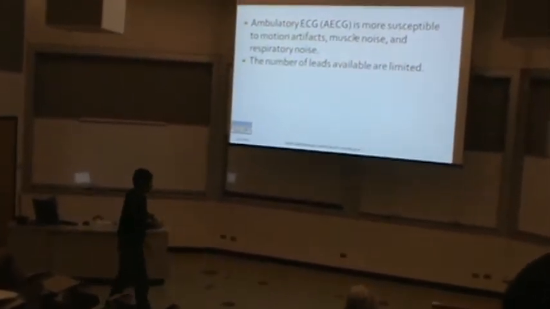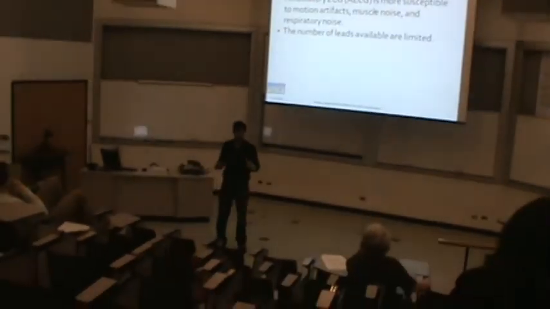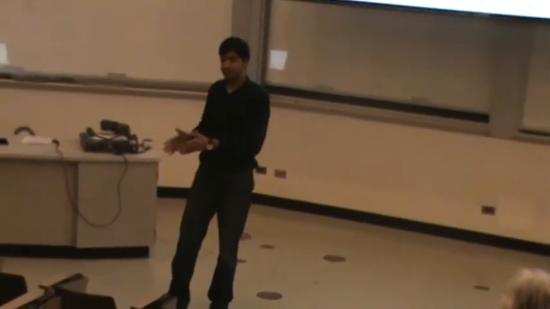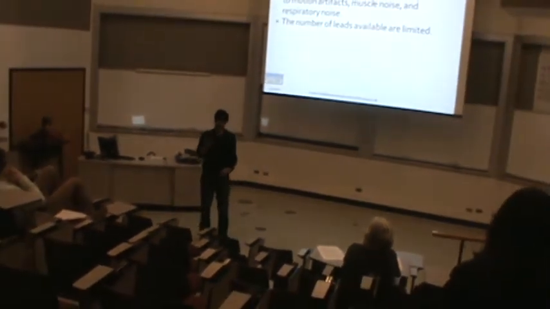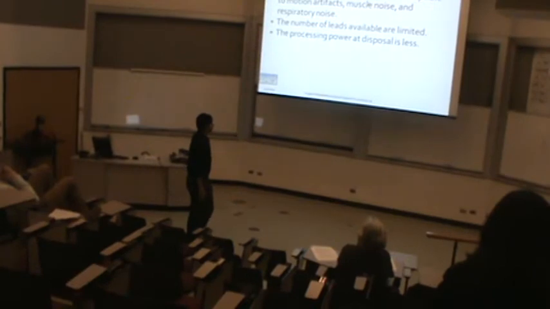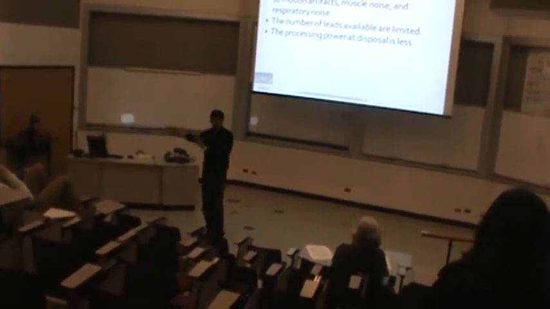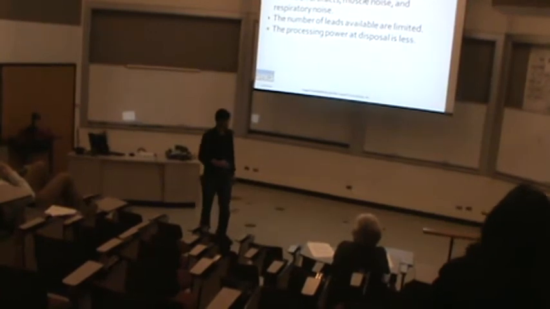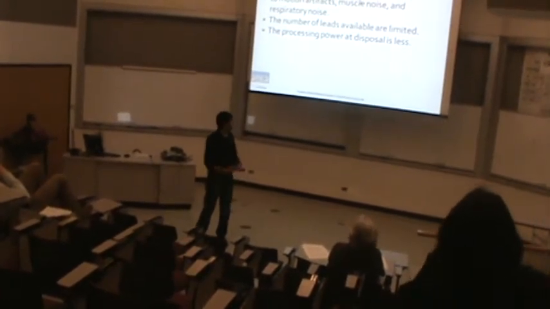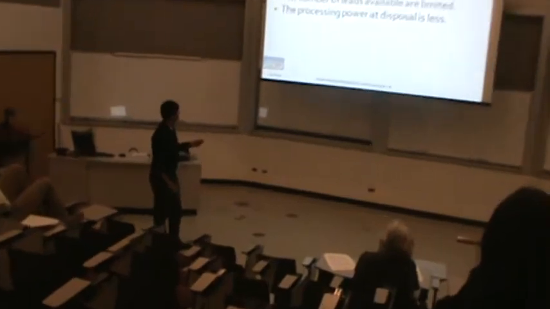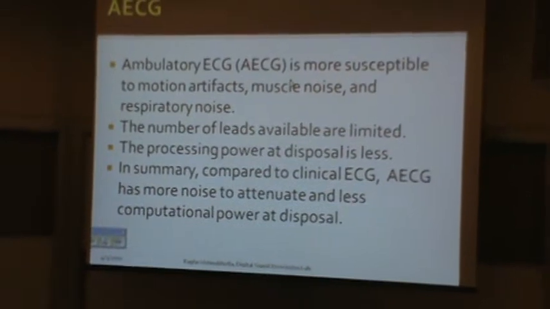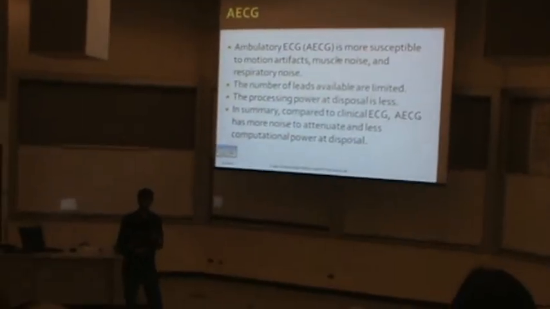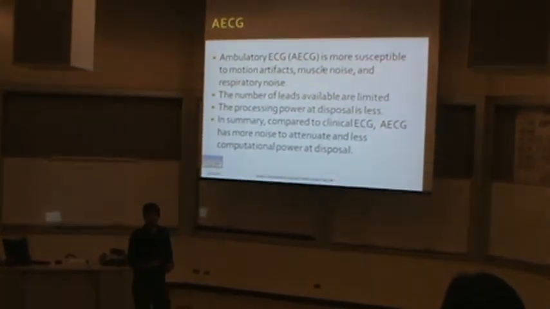The other problem with ambulatory ECG is you cannot expect a person to have 12 leads on his body and walk around. It's very impractical. With clinical ECG, it's possible. He puts around 12 electrodes on his body and walks. Here, you have only 3 leads. The other problem is that in clinical ECG, you have a huge computer with you, but in ambulatory ECG, you just have a small Walkman-like device. So the processing power available to you is very, very limited. In summary, you have more noise to attenuate and less power at your disposal. So you have to be very efficient and smart in the way you design your system.